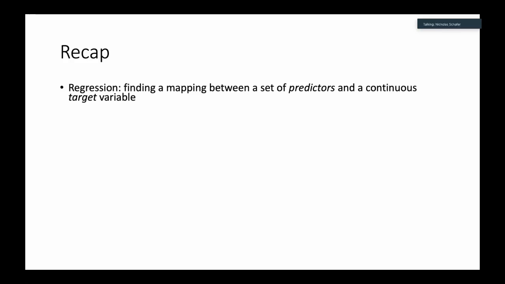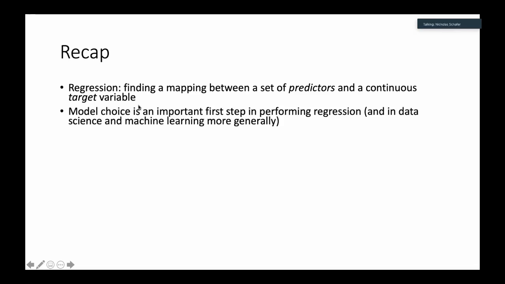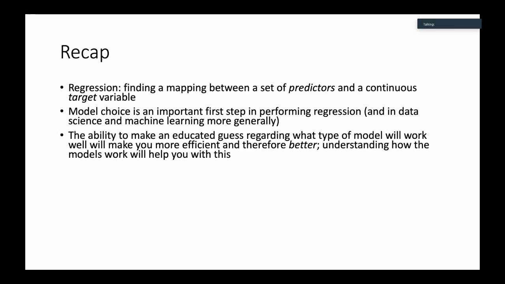Finally, we'll just do a short recap. We talked about regression, which is one of the major machine learning and data science tasks that has to do with finding a mapping between a set of predictors and a continuous target variable. So the meta lesson here is that model choice is an important first step in performing regression and in data science and machine learning more generally. The ability to make an educated guess regarding what type of model will work well will make you more efficient and, I would argue, therefore better. And understanding exactly how the models work will help you to do this.